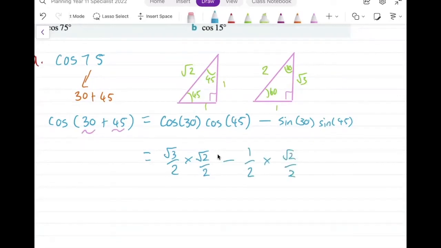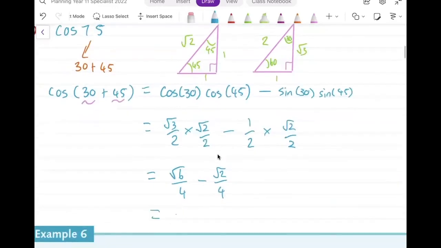So if I go ahead and do that, I have root 3 times root 2, which, part of my properties with square roots, I can actually multiply those two numbers, which is going to give 3 times 2 is 6 over 4, minus root 2 over 4. So my final solution is going to be root 6 minus root 2, all over 4. Now, if I can simplify these, I would, but root 6 is not simplifiable. Root 2 is not simplifiable either.